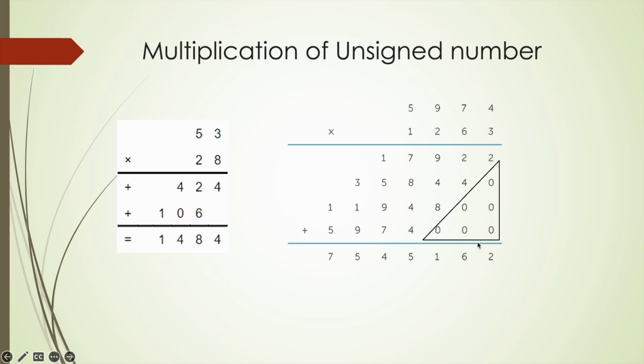The topic is about multiplication of unsigned numbers. So before entering into how we can calculate the multiplication of binary numbers, multiplication generally takes place in a decimal system. Here 53 is multiplied with 28.